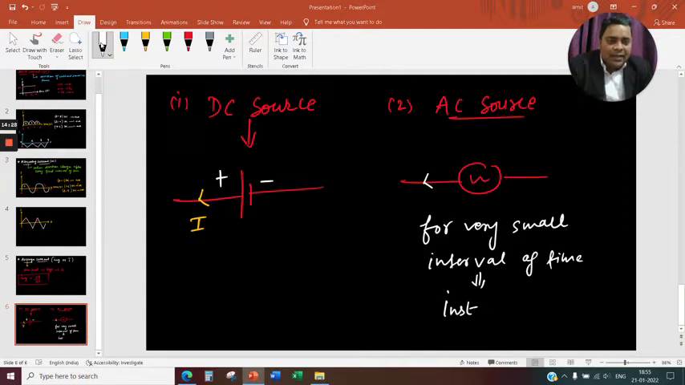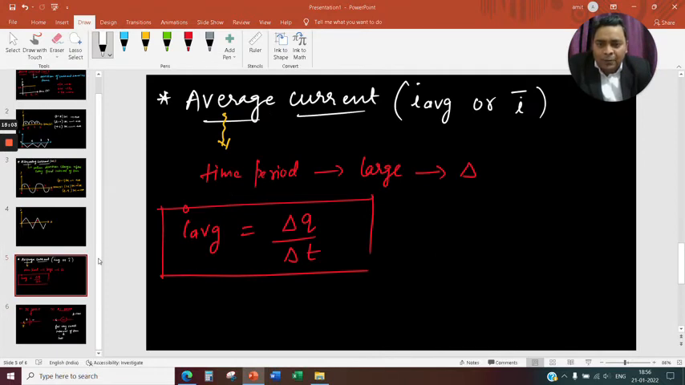Suppose exactly at time t equals 1 second, I take a snapshot of that source. Then 100% we will get one direction. Maybe for the next second it will be the opposite direction, but for 1 second we get a fixed direction, either forward or backward. It is confirmed that for a small interval of time we'll get the direction. So a small interval of time represents the instantaneous value.